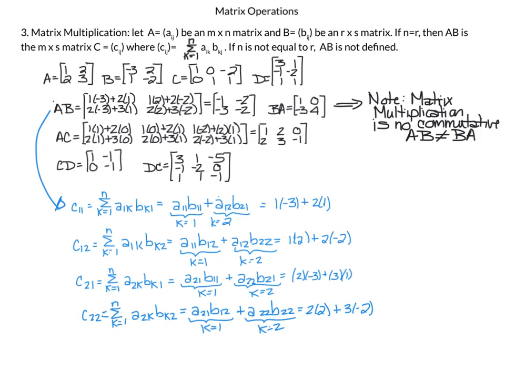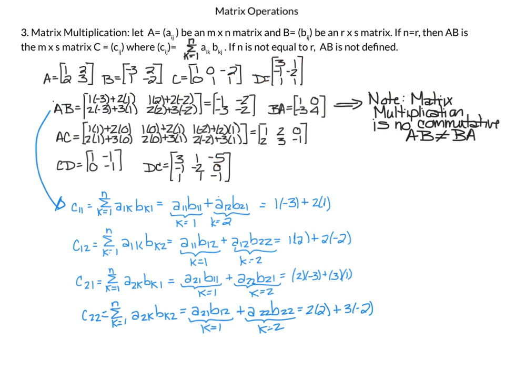Then D times C, this is first row, first column. So first row of D times first column of C. So 3 times 1 is 3, plus 0 is 3. First row, second column, 3 times 0 and 1. First row, third column, 3 times negative 2 is minus 6, plus 1 is negative 5. So second row, first column, negative 1 plus 0, that's negative 1. Second row, second column, that's 0 minus 2. And then second row, third column, that's 2, minus 2 is 0.